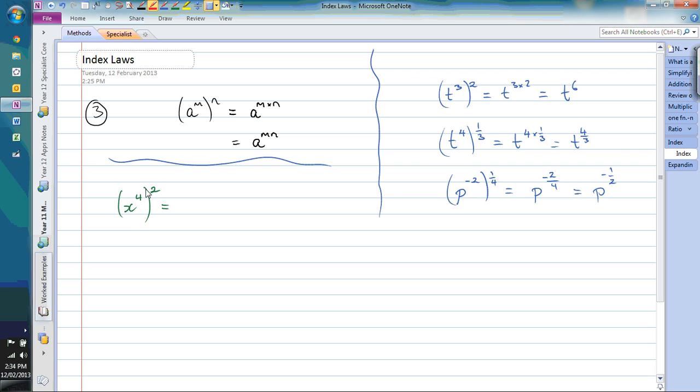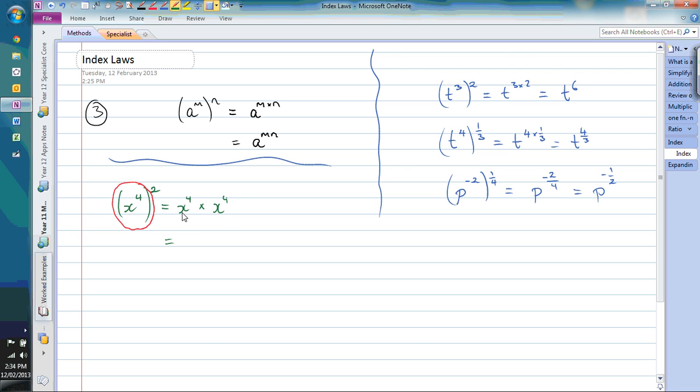Now, what does this mean? What we're going to do is treat this inside bracket as just one chunk. It's something raised to the power of 2. And raising to the power of 2 means it's whatever that something is times itself. So in this case, I've got an x to the 4 multiplied by itself, because the x to the 4 is squared. So that's all these brackets are doing, is they're showing that that whole thing is squared. X to the 4 is squared.